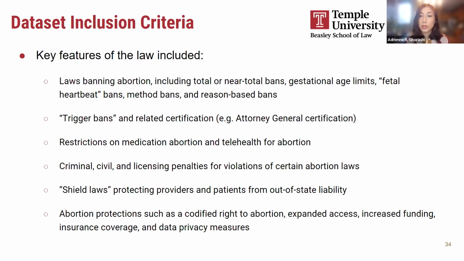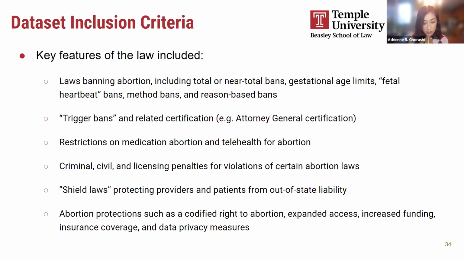And we also thought it was really important to include the different types of protections and proactive policies that we were also seeing, such as the interstate shield laws and other protections such as a codified right to abortion, increased funding, insurance coverage, and some data privacy measures. And so for this next update that will be released in March, we've added quite a few variables as well as we see the landscape shifting and evolving.